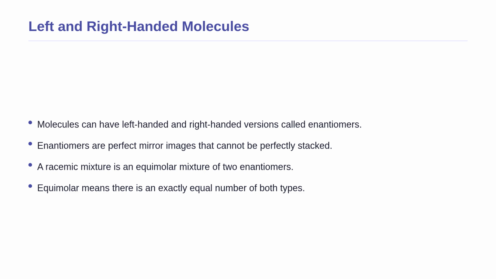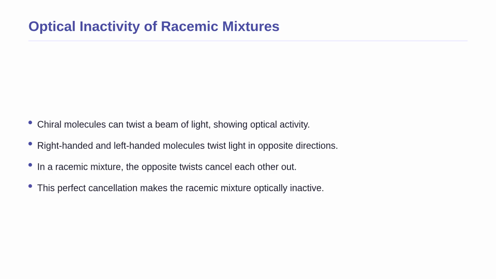When a reaction creates an exactly equal number of both, we call this perfectly balanced blend a racemic mixture. This brings us to a very interesting property of these mixtures. Why does this perfectly balanced blend behave differently than a pure batch?